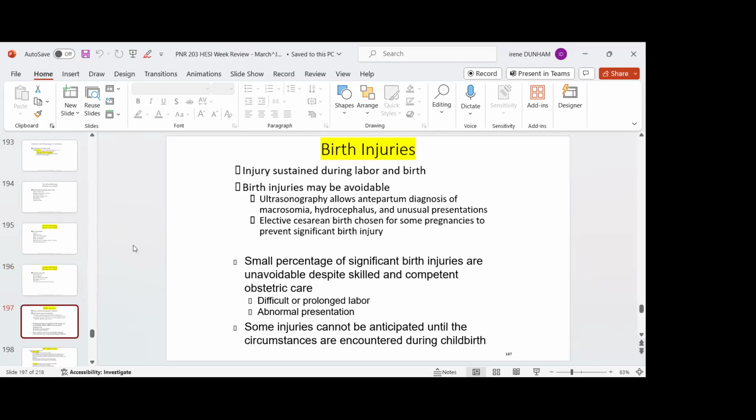All right, so birth injuries. Birth injuries can happen during labor. Again, we want to always avoid birth injuries. And so ultrasounds can let us know if it's a macrosomic baby or hydrocephalus baby, any unusual presentations. And then you do a C-section. So again, you want to prevent a significant birth injury.